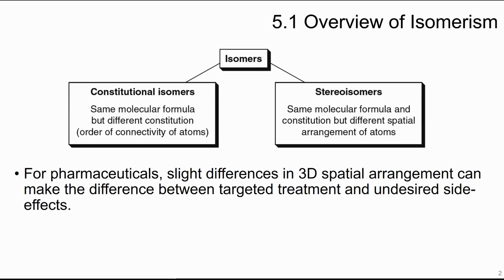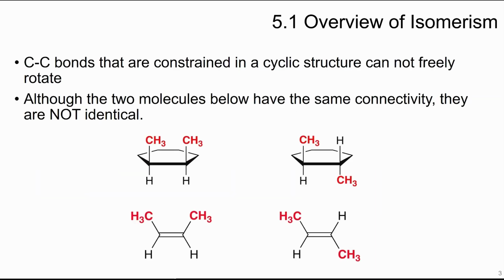In pharmaceuticals, we see slight differences in the 3D spatial arrangement, and those differences can make the difference between a targeted treatment and undesired side effects. Carbon-carbon bonds that are constrained in a cyclic structure cannot freely rotate. Although the two molecules below have the same connectivity, they're not identical.